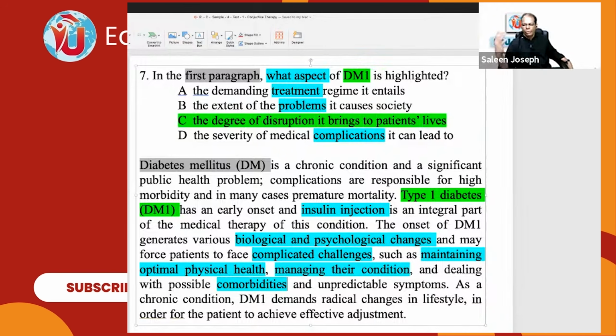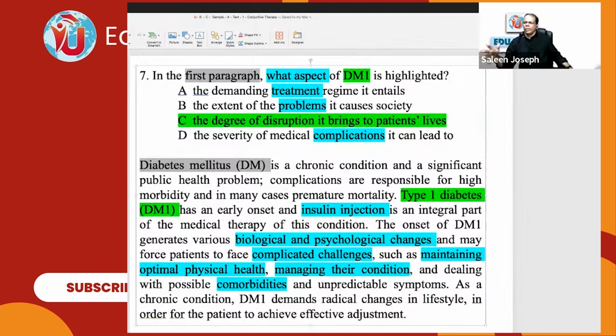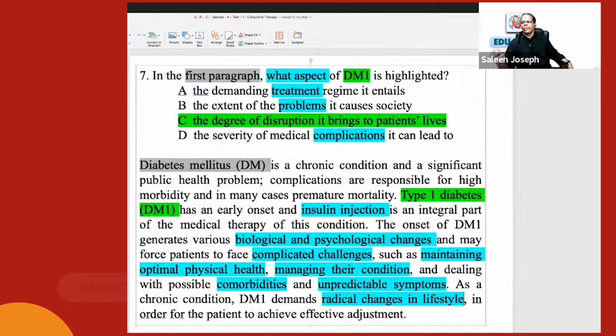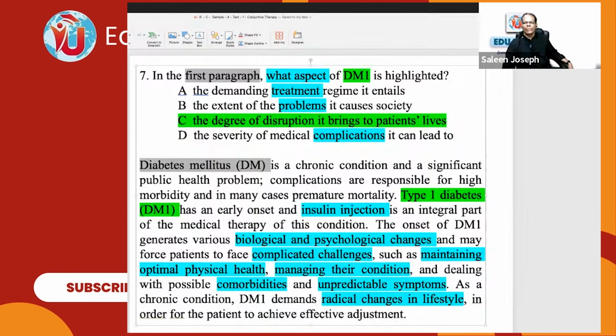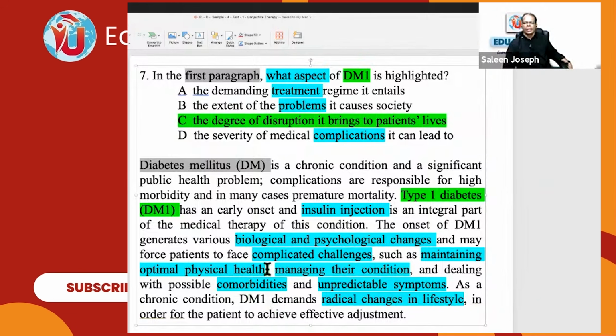Maybe they have retinal problems or other complications with the heart or neuropathy, all those things. Okay, unpredictable symptoms. They may feel tired, exhausted, they may go unconscious. As a chronic condition, DM demands radical changes in lifestyle. All these are disruptions or difficulties or challenges for the patient to achieve effective adjustment. So everywhere, they never mention society. They are mentioning the patient, right? Patient and patients. Nothing else. And normally it will not be.